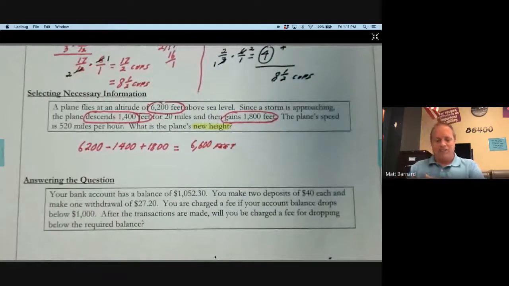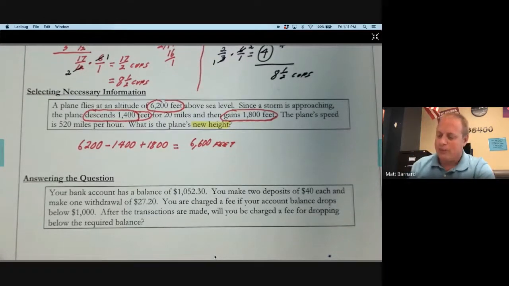Finally, we've got to read and answer the question we're looking at too. Your bank account has a balance of $1,052.30. You make 2 deposits of $40 each and make 1 withdrawal of $27.20. You are charged a fee if your account balance drops below $1,000. The question says, will you be charged a fee for dropping below the required balance? It's a yes or no question.